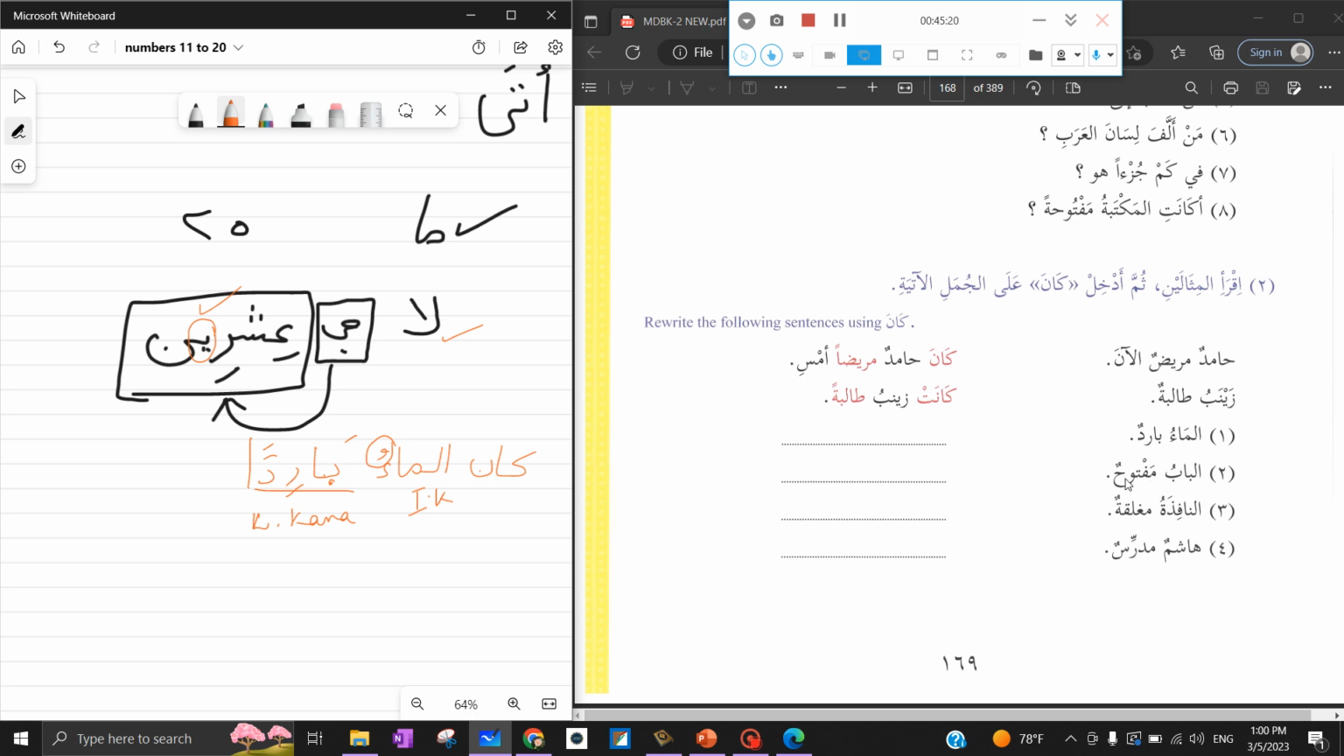Al-babu maftuhun. Kana al-babu maftuhan. When you write maftuhan, how will you write maftuhan? Now this is nakira, and whenever you want to put a fatha, you will use an alif. It cannot come without an alif. An-nafidhatu mughlaqatun. What will you do? Kana an-nafidhatu mughlaqatan. And it's a ta marbuta, so it will have a tanween fatha without an alif.